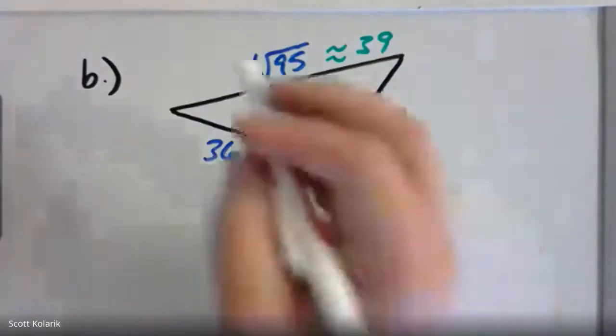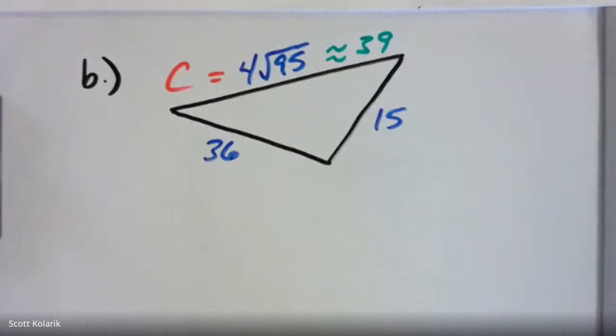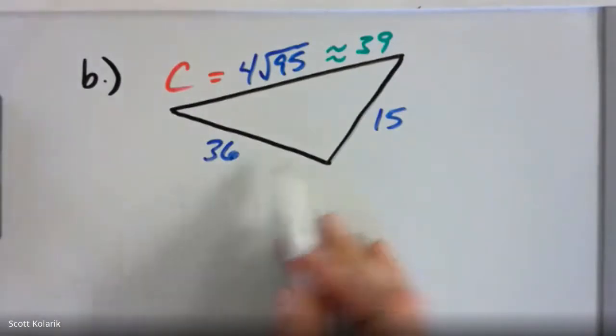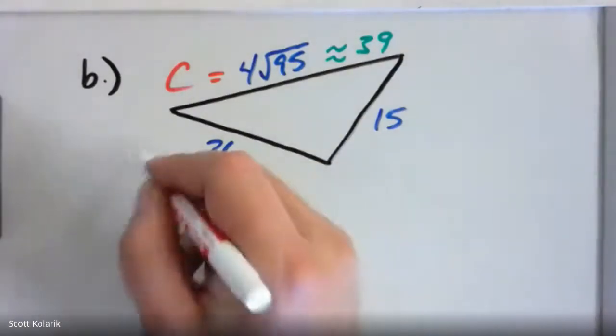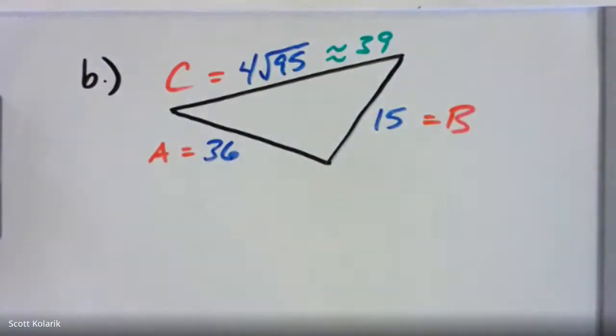So that tells me that this must be C if I'm going to test this for a squared plus b squared equals c squared. And then it doesn't matter which one's A or B beyond that. So we'll call this guy A, we'll call this one B. Okay, and now I'm going to test a squared plus b squared equals c squared.